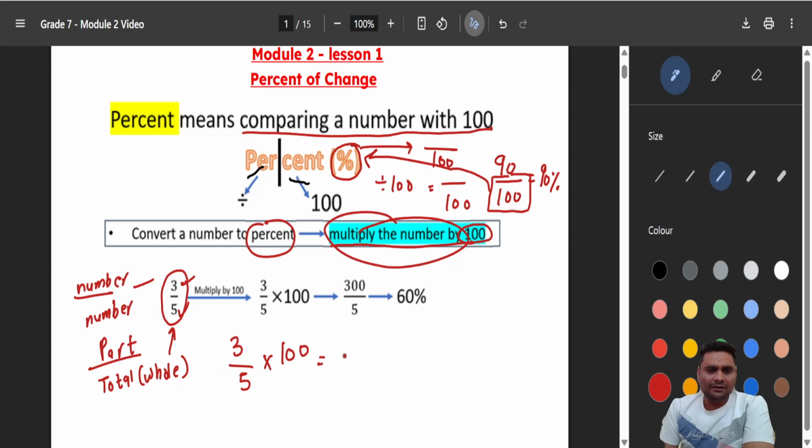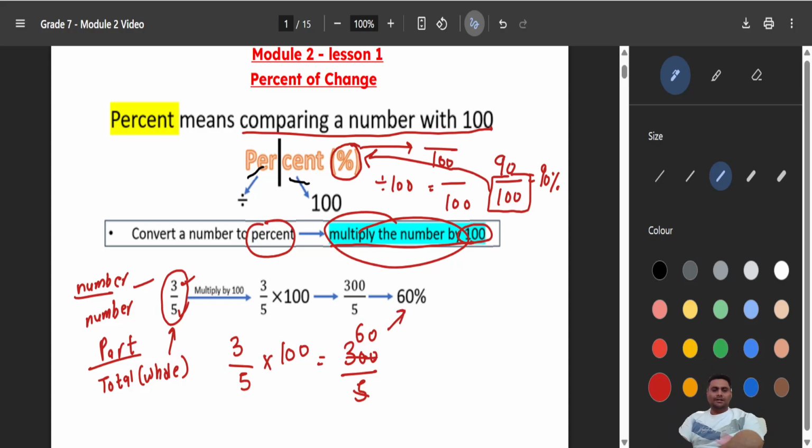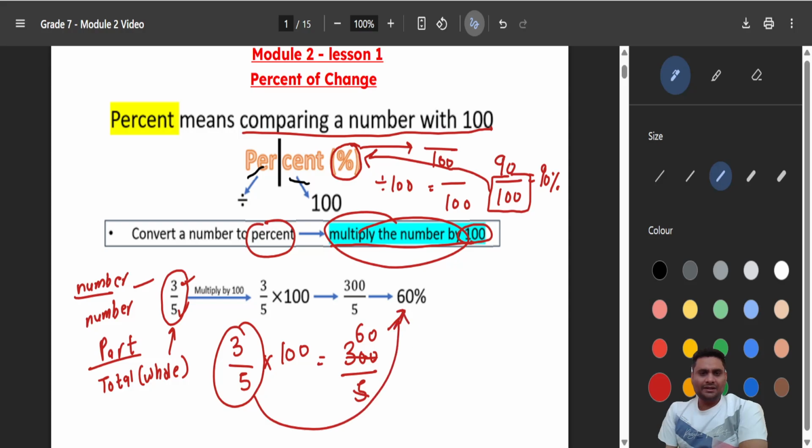3 multiplied by 100 is 300, divided by 5. Now check, 5 times how much gives you 30? 5 times 6 gives you 30. There is a 0 here, put the 0 here. So the answer will be 60%. So 3 over 5 means 60%.